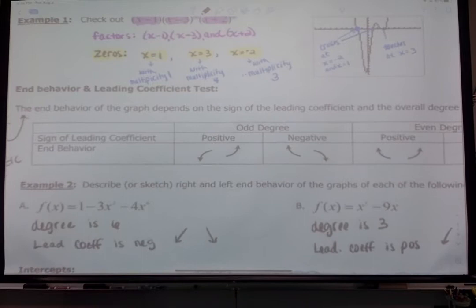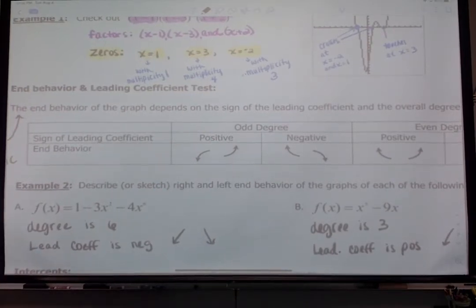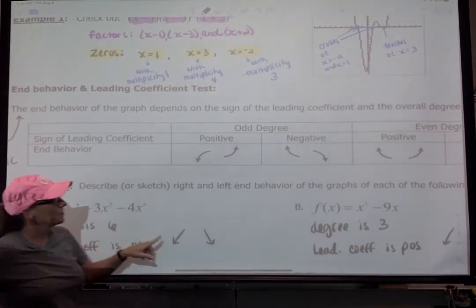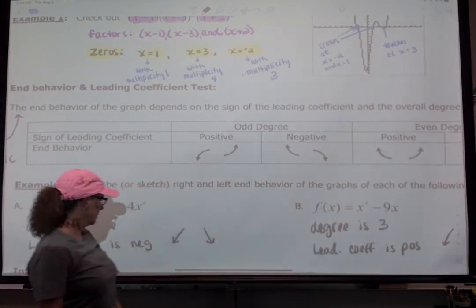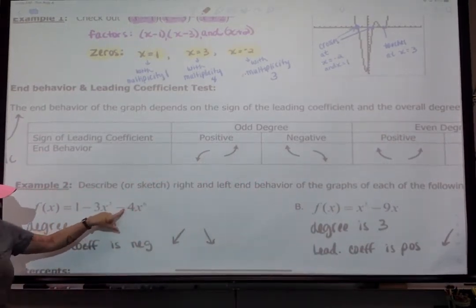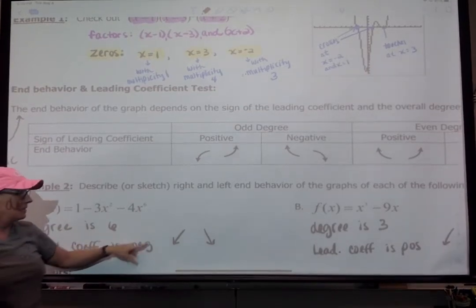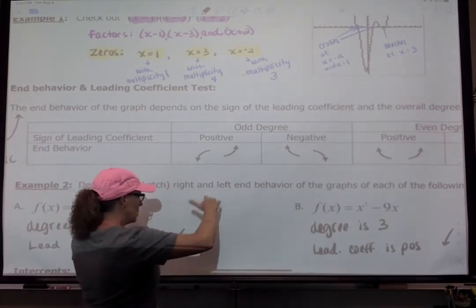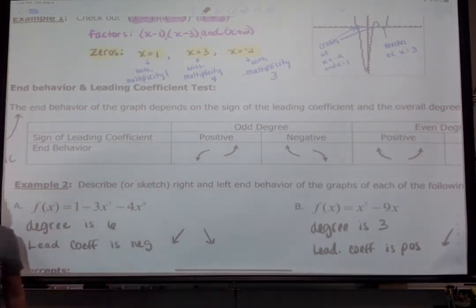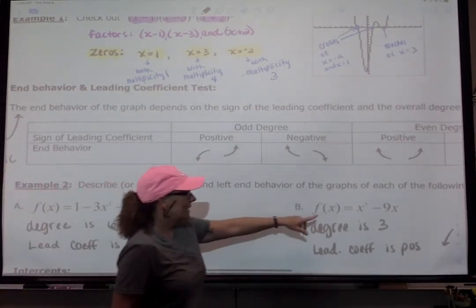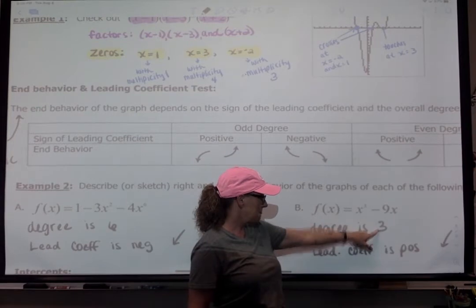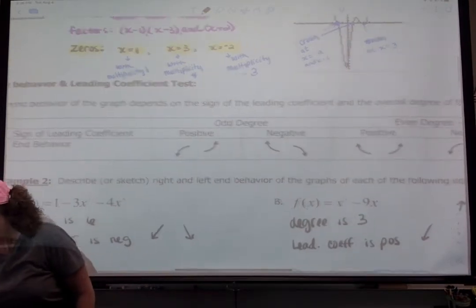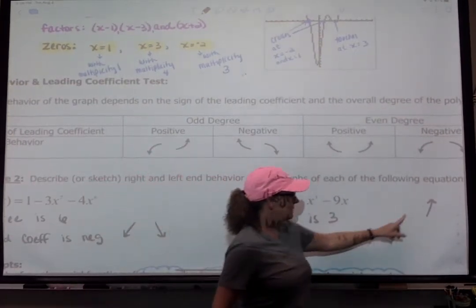So a couple of questions here about end behavior. Got this function. It's a 6th degree polynomial. So it's going to fall in this even degree category. And my leading coefficient right there is negative. That means each end is going to be like this. Craziness is going to be happening here in the middle, but each end points down. Next one is a cubic. The degree is 3. The leading coefficient right there is positive. This is what my end behavior is going to look like.